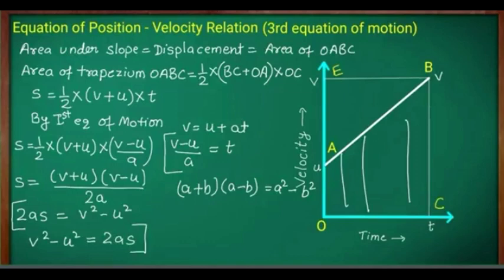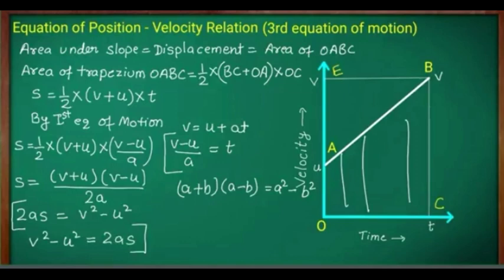From the first equation of motion we have t equals (V minus U) upon a. Now substitute the t value here. Then S equals half into (V plus U) into (V minus U) upon a. We have (a plus b) into (a minus b) is nothing but a square minus b square. Similarly, (V plus U) into (V minus U) equals V square minus U square.